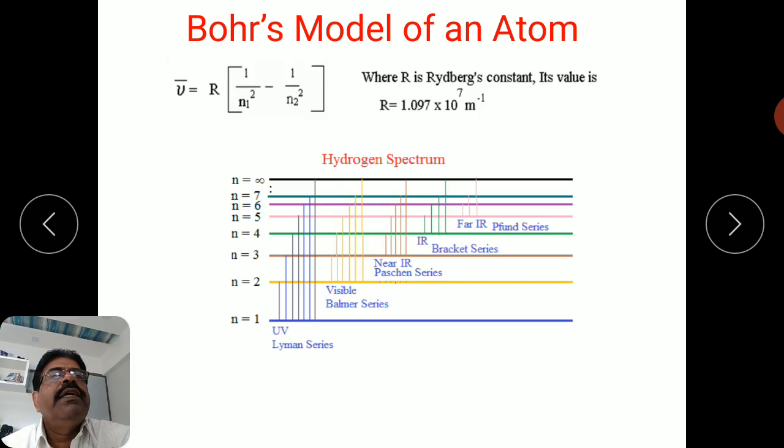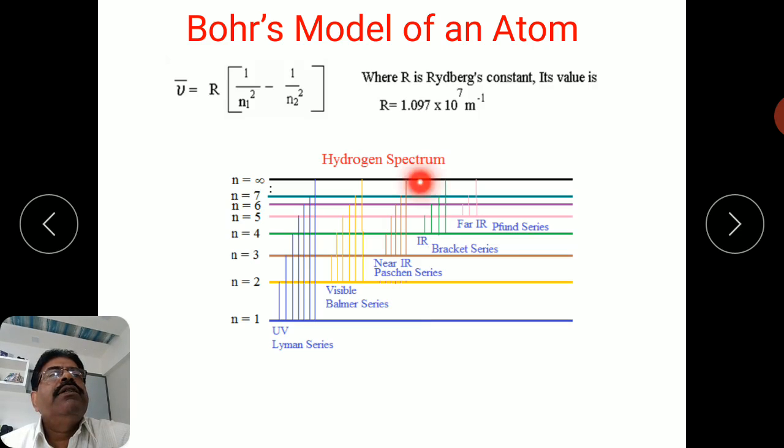If you go to the next series, which I have shown by these yellow lines, these are the transitions towards n is equal to 2 from all those higher energy levels. That means the transition from n is equal to 3 to 2, 4 to 2, 5 to 2 and so on. Because of these transitions, photons will be given out of certain wavelength, and all these photons will lie in the visible region of the electromagnetic spectrum, approximately 4000 to almost 8000 angstrom unit.